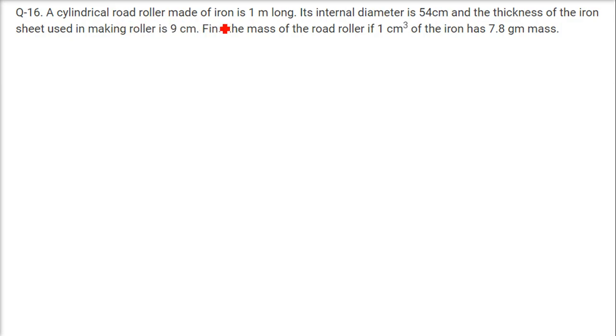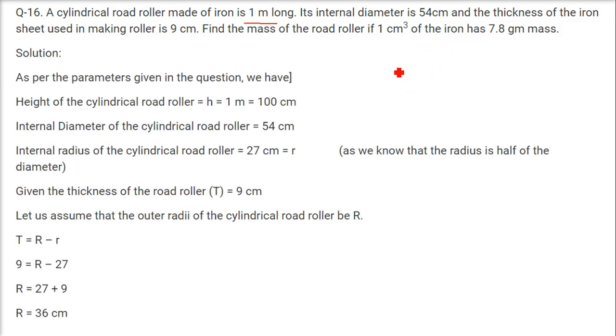A cylindrical road roller made up of iron, 1 meter long. Its internal diameter is 54 centimeter, and the thickness of the iron sheet used in making the roller is 9 centimeter. Find the mass of the road roller if 1 centimeter cube of the iron has 7.8 gram mass.